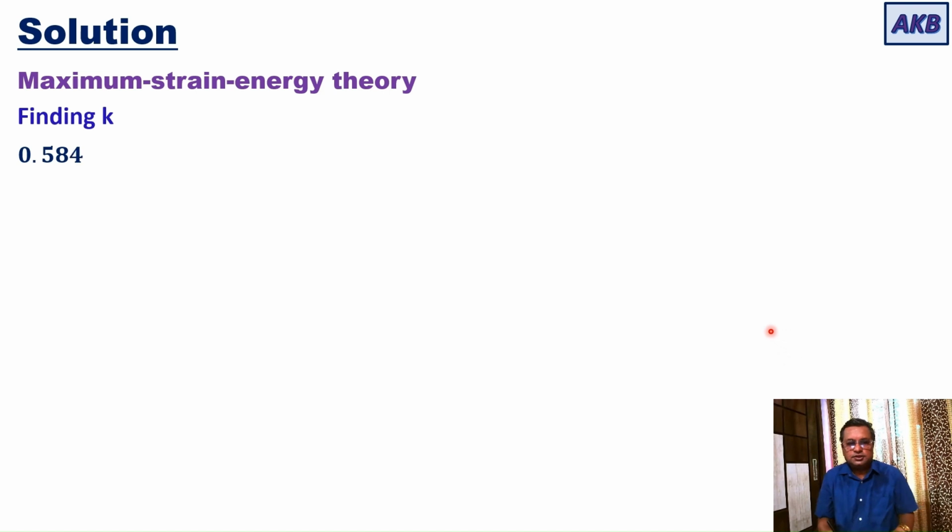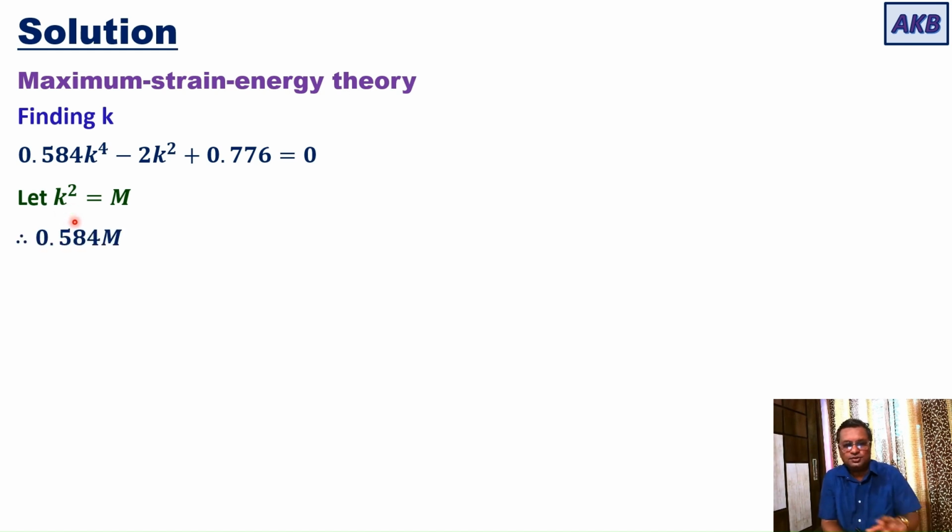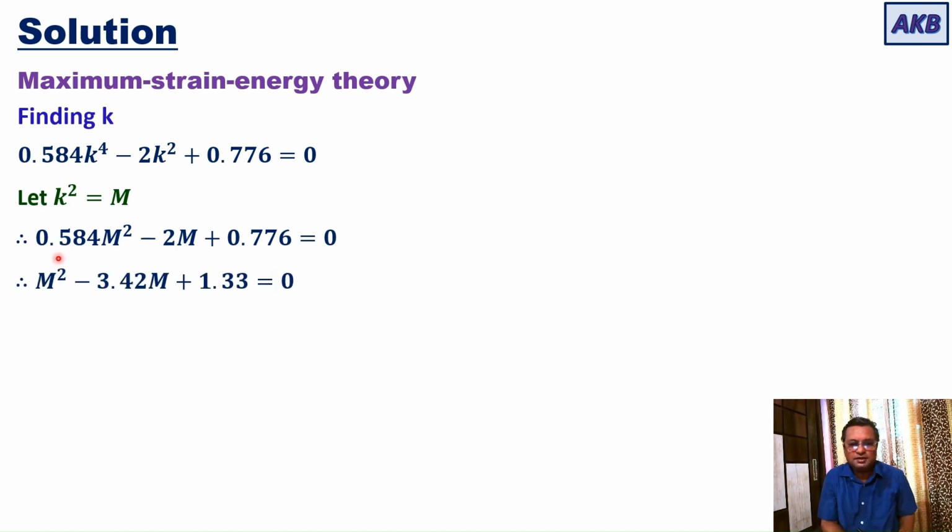So we got this 0.484 k raised to 4 minus k square plus 0.776 is equal to 0. Now, for simplification, I will use capital M for k square. So if I use that in the equation, I will get 0.584 m square, because k raised to 4 is k square square. So that will give m square minus 2m plus 0.776 is equal to 0.